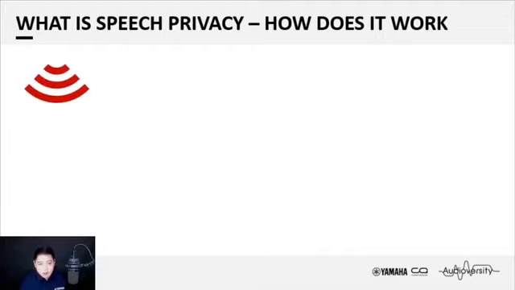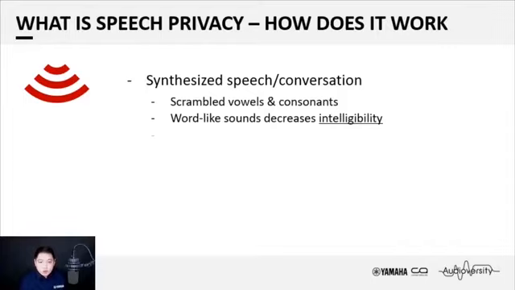All right, so let's take a closer look. For information masking, we will introduce synthesized speech or random conversations. The actual noise, if you listen to it, will sound like actual words and actual conversations, scrambled up.